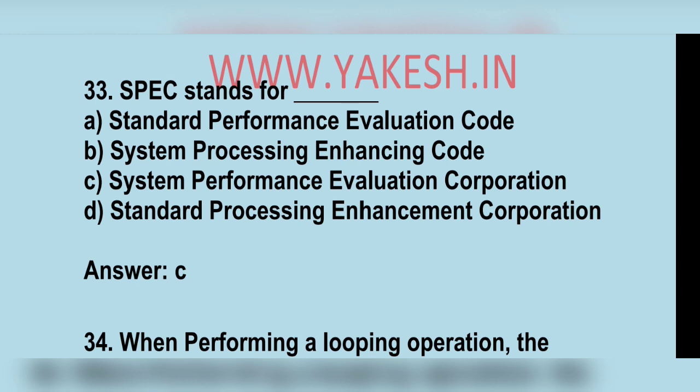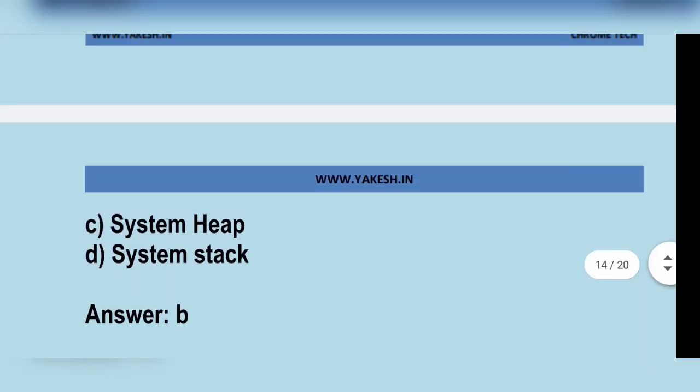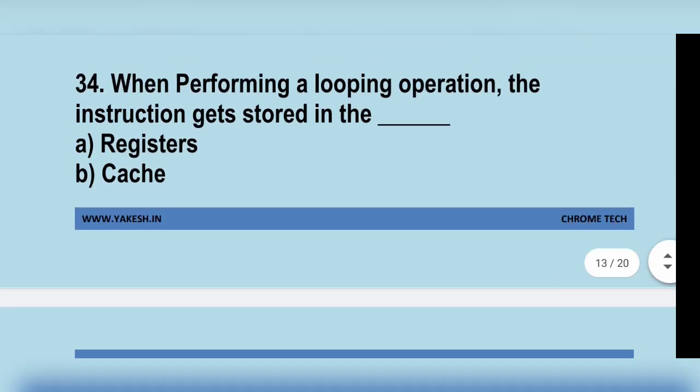SPEC stands for option C, System Performance Evaluation Corporation. Option C is the correct answer. SPEC stands for System Performance Evaluation Corporation. When performing a looping operation, the instruction gets stored in option B, cache. Option B is the correct answer, cache.